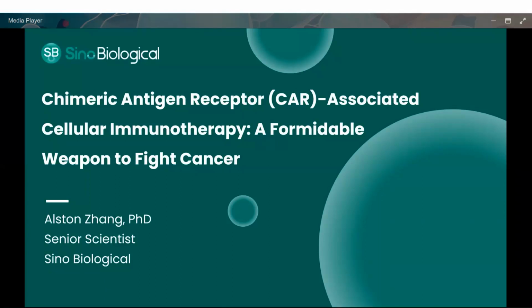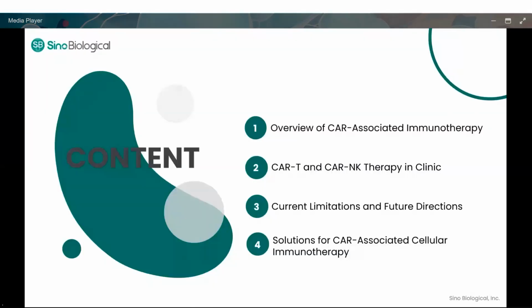Hi everyone, I'm Austin from Sino Biological. Today I'm going to talk about the chimeric antigen receptor associated cellular immunotherapy and how people use it as a formidable weapon to fight cancer. To cover this topic, I will give a brief overview of the CAR-associated immunotherapy, and then talk about some CAR-T and CAR-NK therapy in clinic, and then discuss the current limitations and future directions. Finally, I will introduce how Sino Biological is supporting the research in the CAR-associated cellular immunotherapy.